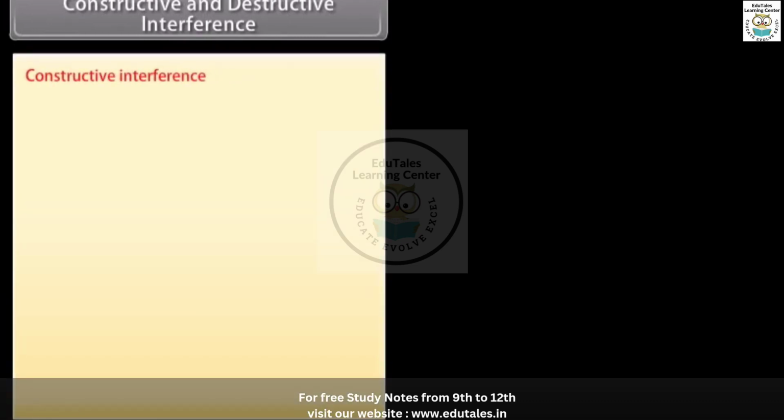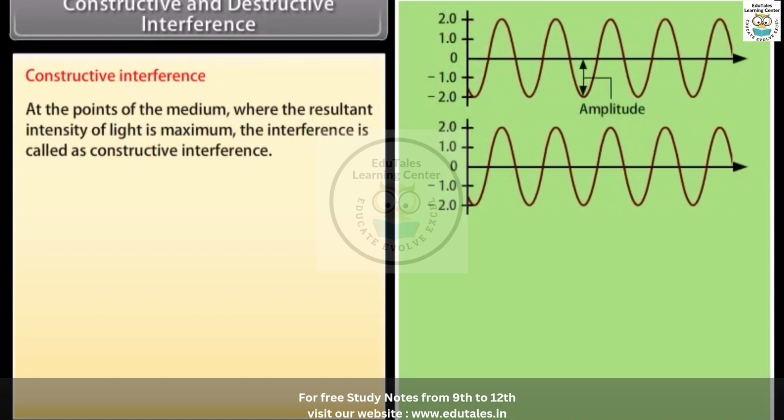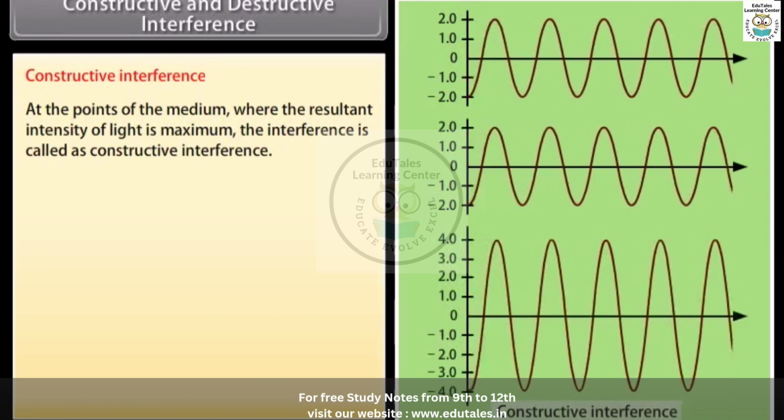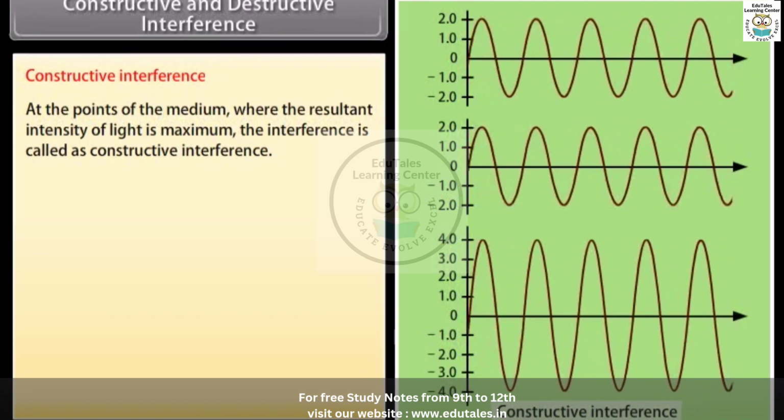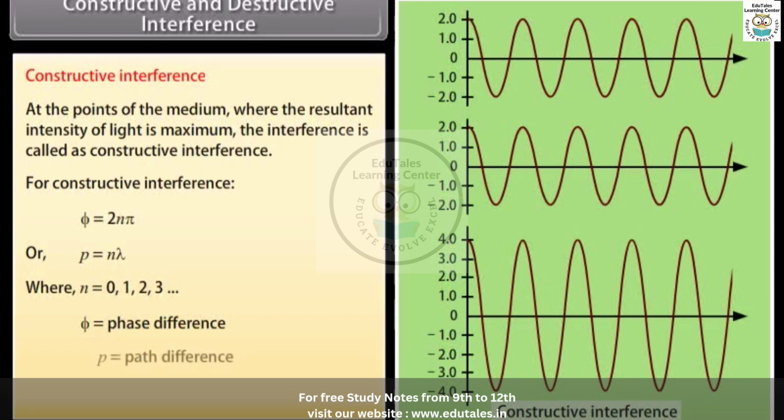Constructive and destructive interference. Constructive interference. At the points of the medium where the resultant intensity of light is maximum, the interference is called constructive interference. For constructive interference, phi is equal to 2n pi or p is equal to n lambda, where n is equal to 0, 1, 2, 3 and so on. Phi is equal to phase difference, p is equal to path difference, lambda is equal to wavelength of light.